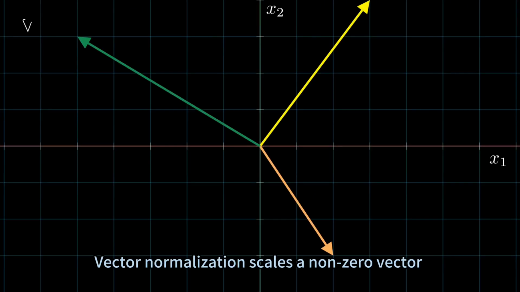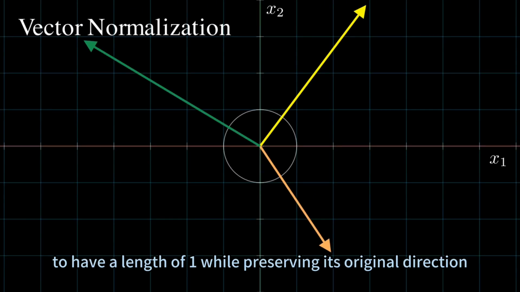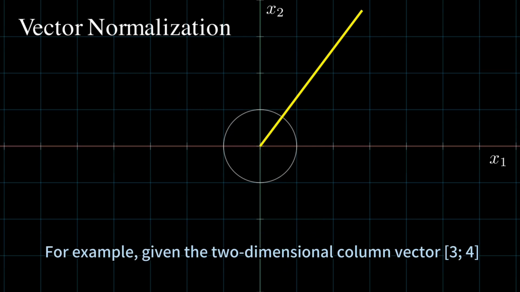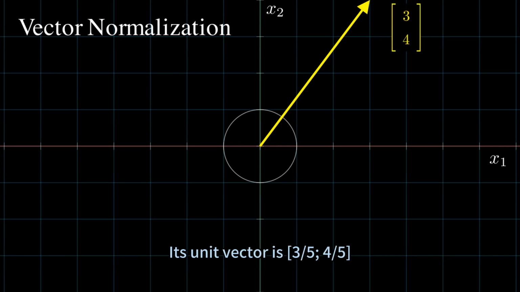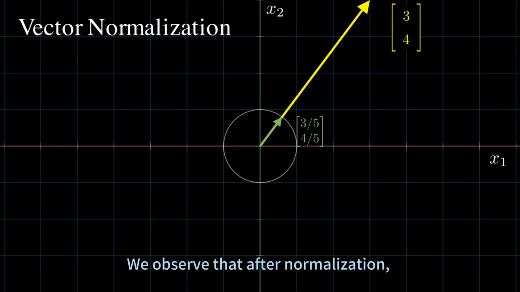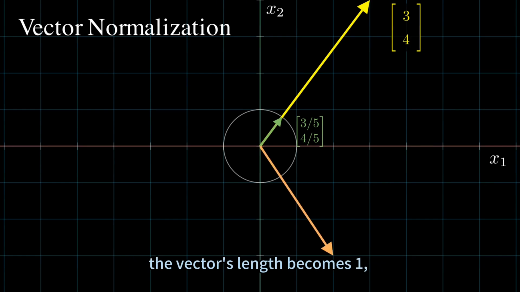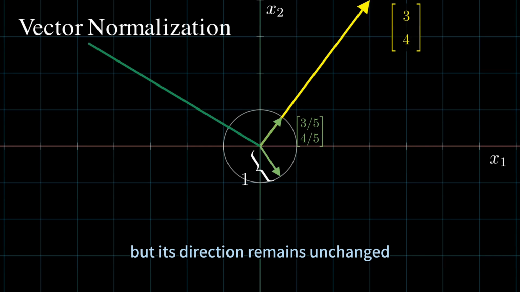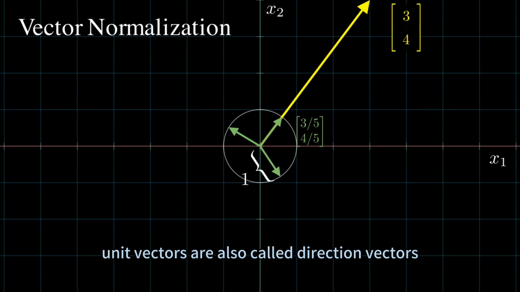Vector normalization scales a non-zero vector to have a length of 1 while preserving its original direction. For example, given the two-dimensional column vector (3, 4), its unit vector is (3/5, 4/5). We observe that after normalization, the vector's length becomes 1, but its direction remains unchanged. For this reason, unit vectors are also called direction vectors.